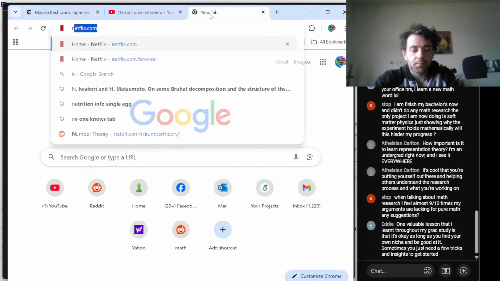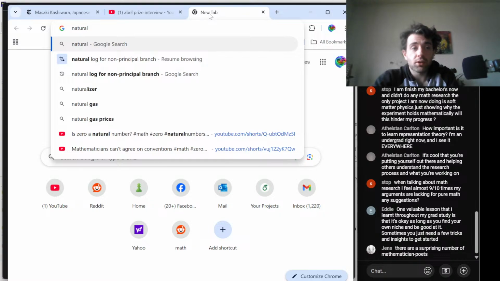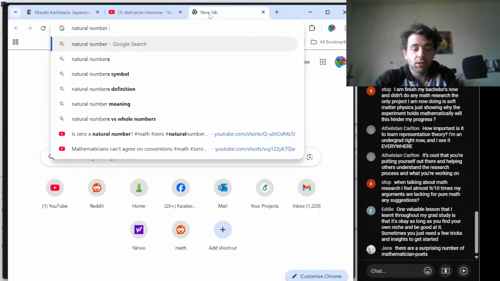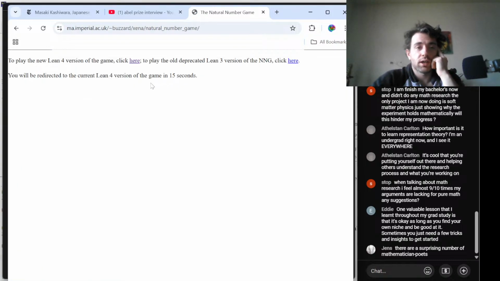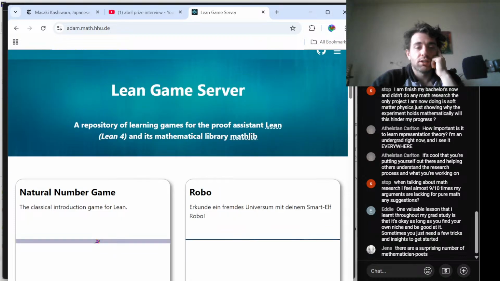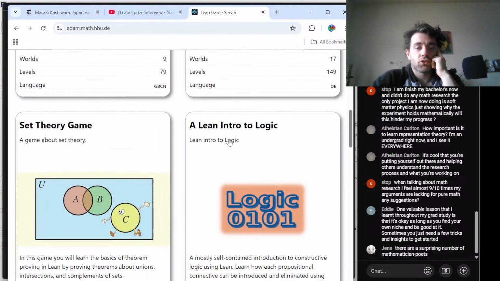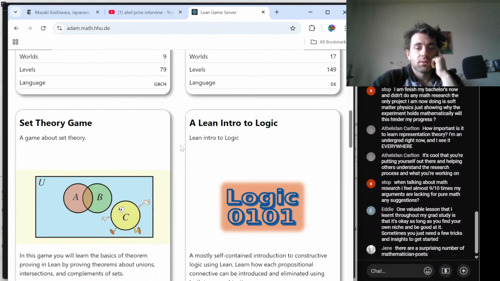But if your problem is rigor at the moment, what you could do is try playing the natural number game or the set theory game on the Lean game server.